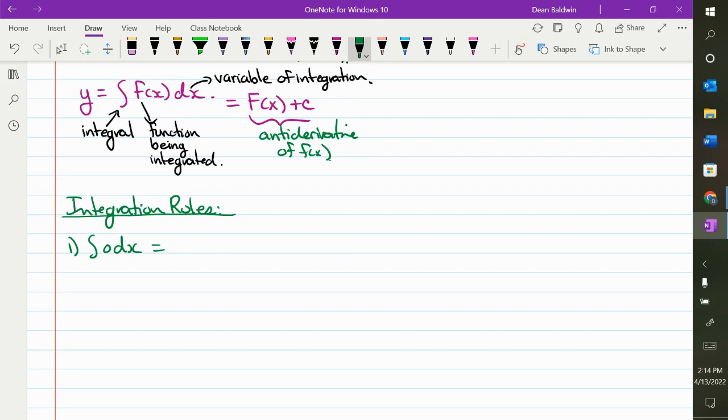The integral of 0 dx. The derivative of what equals 0? That's essentially what I'm asking. Any constant. So that would just equal c. So anytime we see that integral outside the thing, it means find the antiderivative.